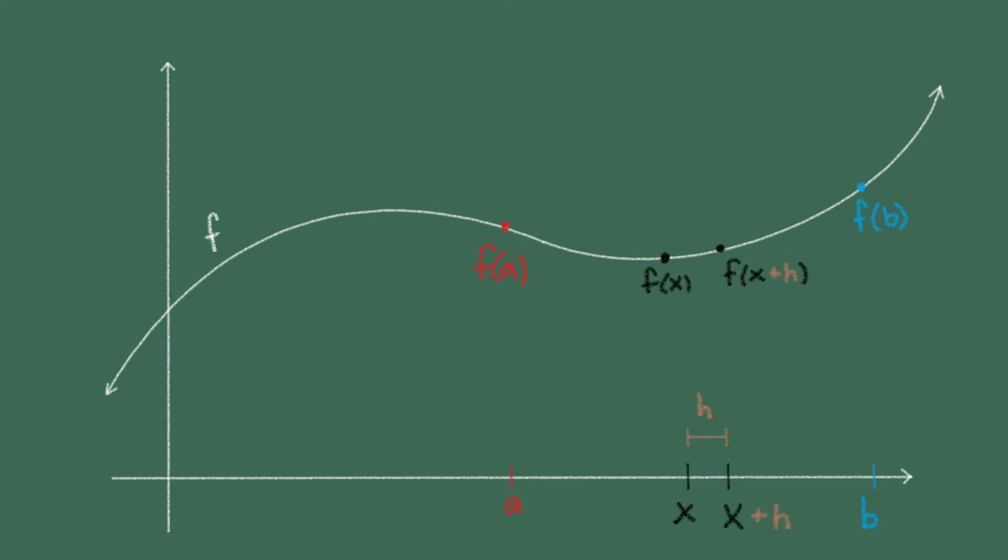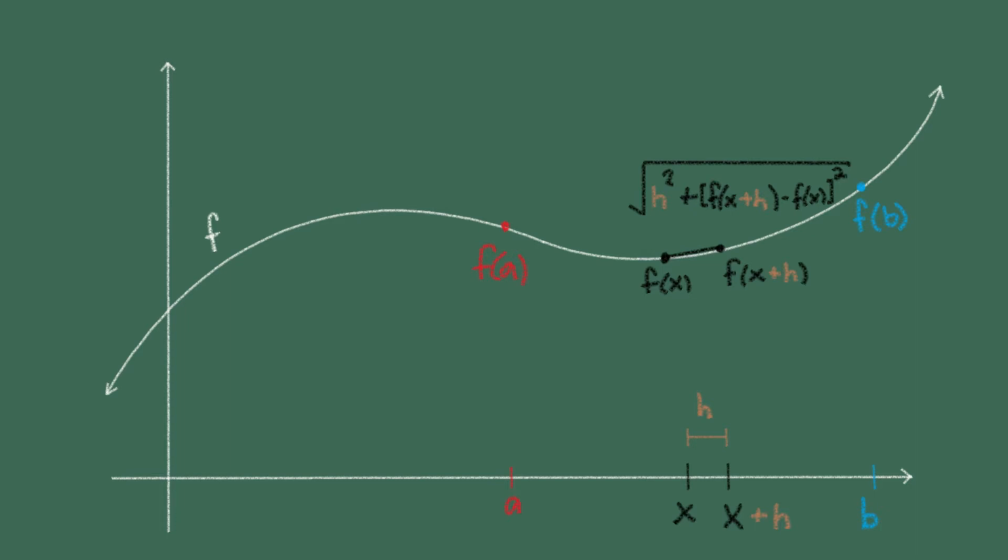Trying to measure the arc length of f over the tiny closed interval from x to y, your ruler tells you that the straight line distance from the points x, f of x, to y, f of y, is given by the distance formula as the square root of h squared plus the quantity f of x plus h minus f of x, squared.